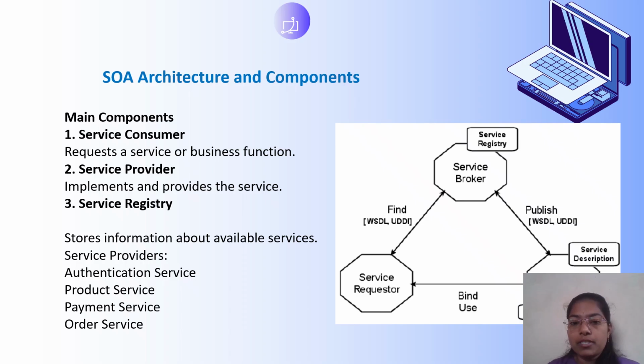And the process is very simple. First, the consumer finds the service in the service registry, and finally the consumer binds to the service and starts using it. So the process is called publish, find and bind. Then the examples of service providers are authentication services, product services, payment service, order services, etc.